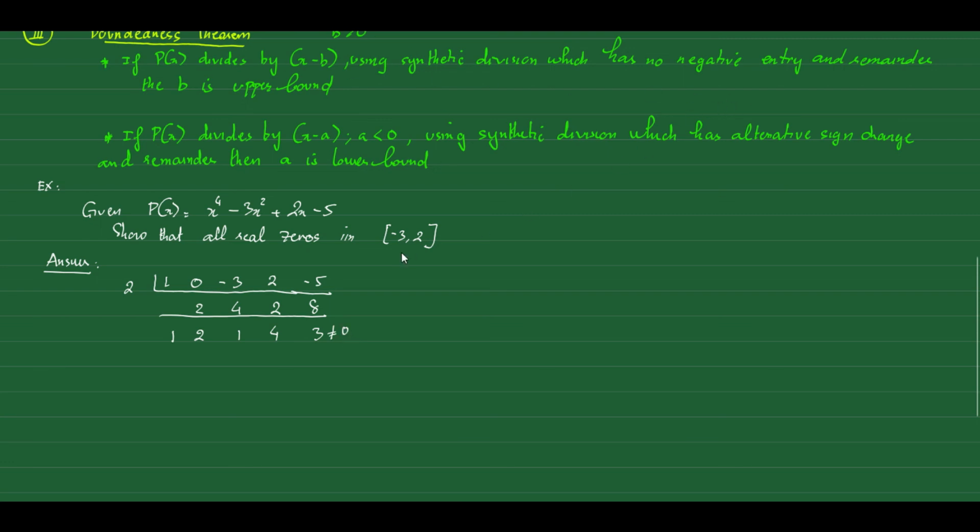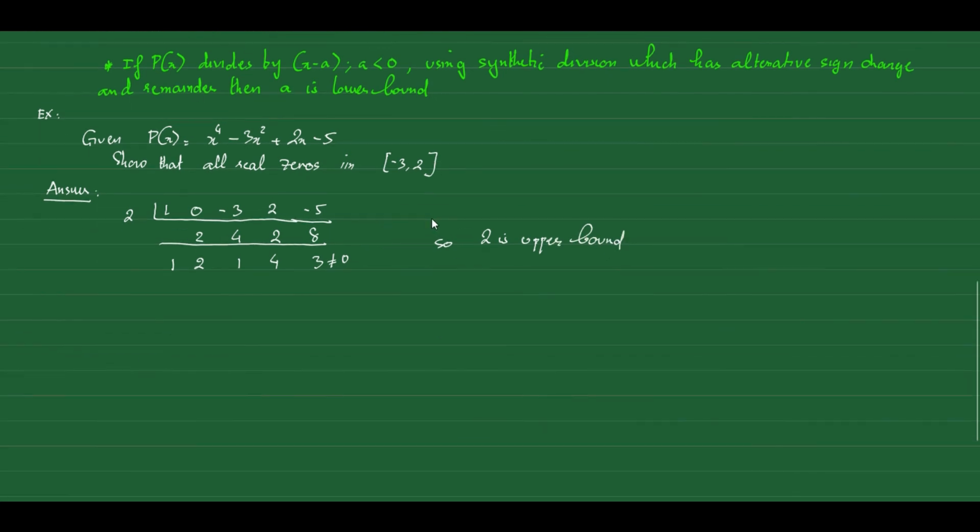So 2 is an upper bound. But we don't know how many zeros are in between them. It could be a lot of zeros in between, but at most we have 4. We know 2 is an upper bound, not negative 3. Negative 3 may be the lower bound.